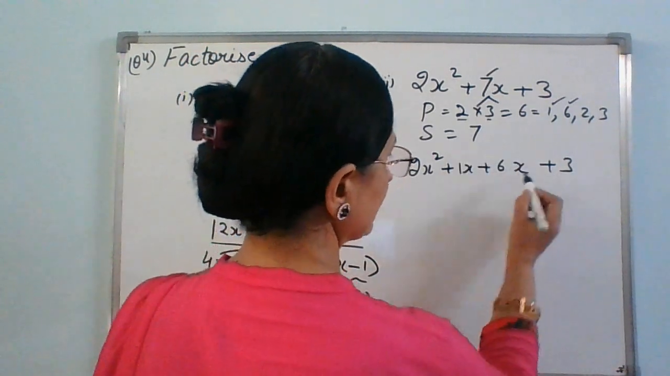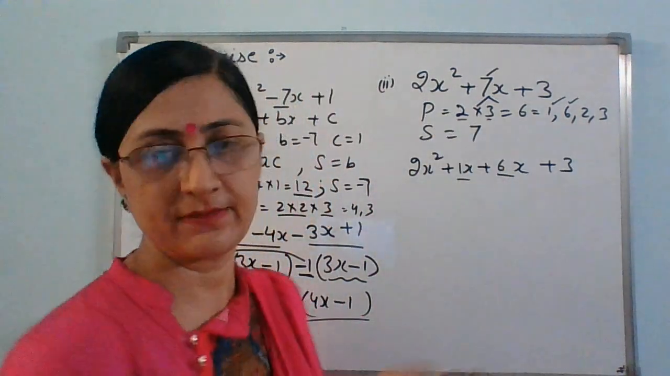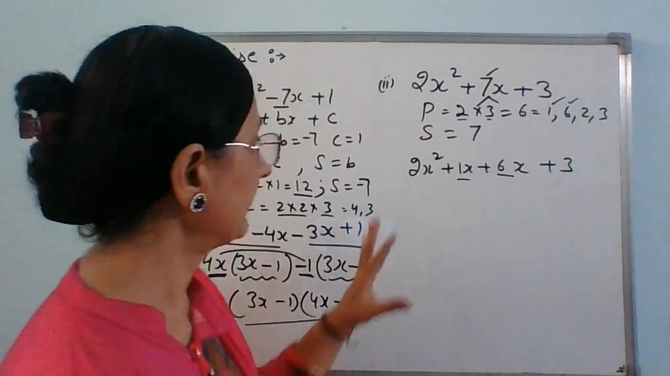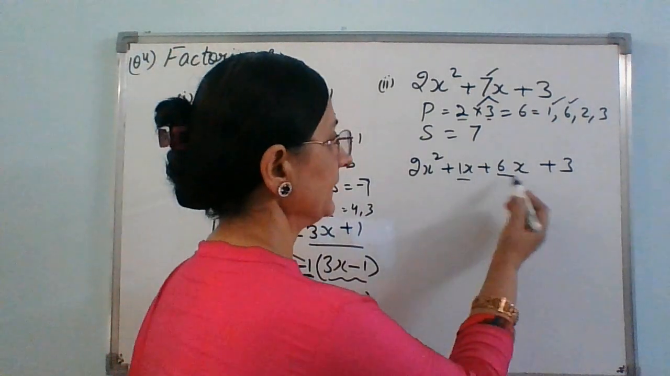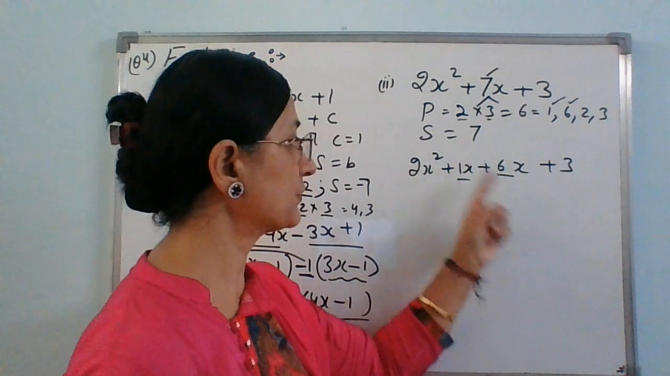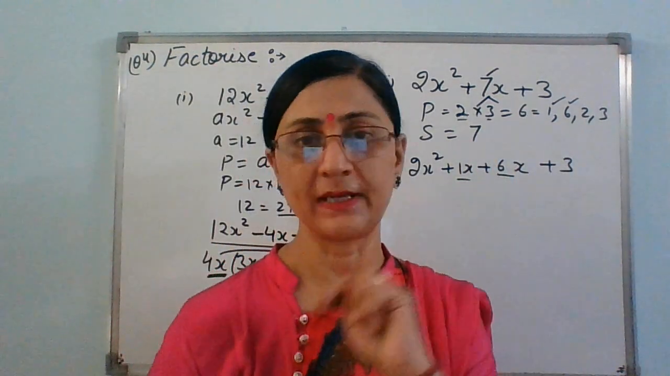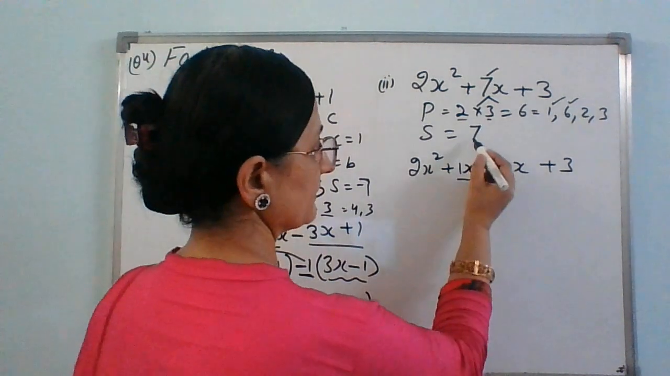Why have I taken plus? Because here it's plus 7. I need plus 7. Plus 6 plus 1 is plus 7. Okay, so here I have done the splitting such that I should get 7, the sum. The sum should be 7. So out of the factors of 6, 1, 6, 2, 3, I have taken 1 and 6. Right? So their sum will be 7.